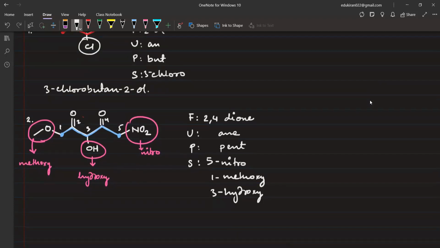Now let us write the name here. Properly, you start with the substituent which is first in alphabetical order. In alphabetical order, it will be 3-hydroxy.